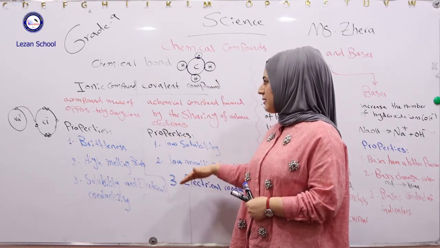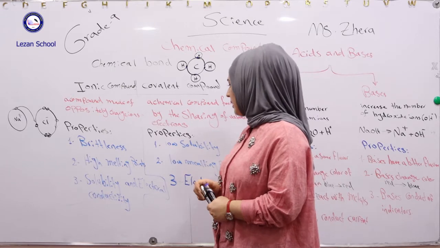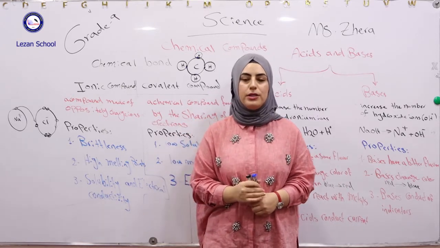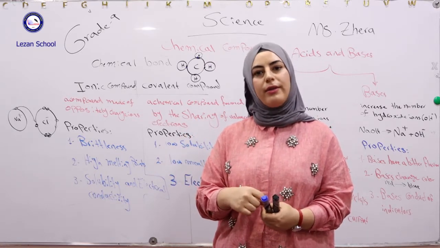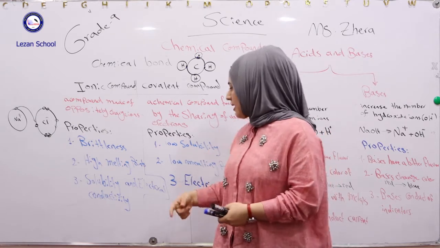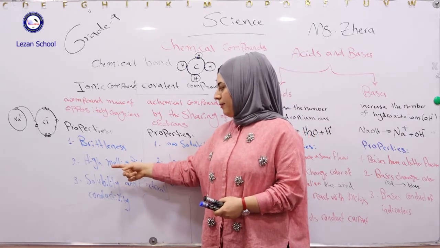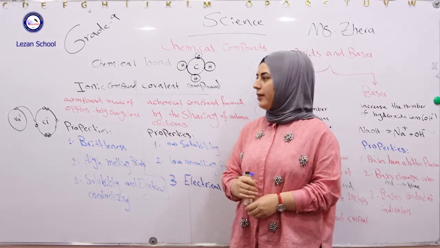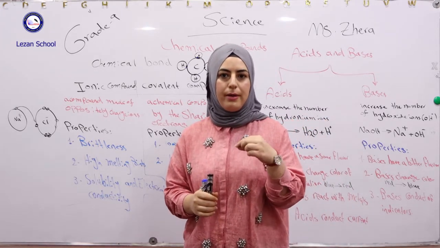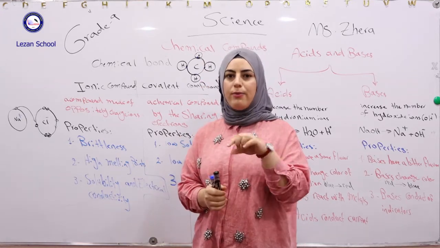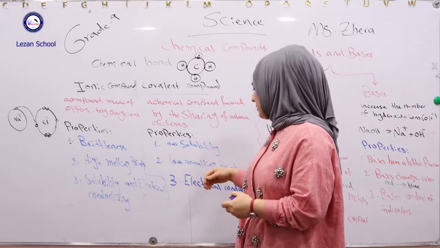By the way, we have some properties of covalent compounds. Low solubility: opposite to that, they cannot be dissolved in water easily, so they cannot conduct electricity easily. The second point, low melting point. Opposite to ionic compounds, which have a high melting point, covalent compounds have a low melting point, because the bond between them is so weak that they cannot have a high melting point.